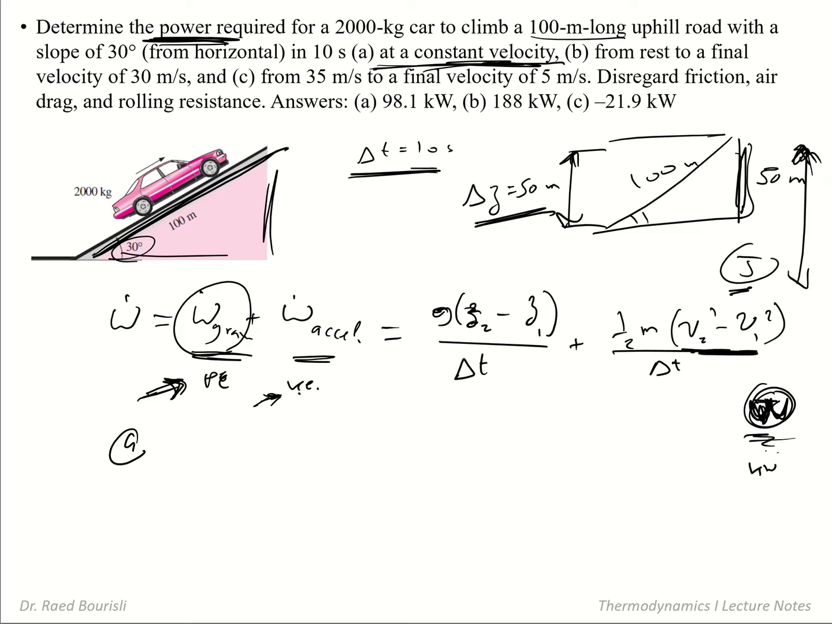So this contribution is 0, and the total power is equal to 9.81 times z2 minus z1. The difference is 50, we said, divided by 10 seconds, and this will be in watts. So I have to divide by 1,000 to get kilowatt.